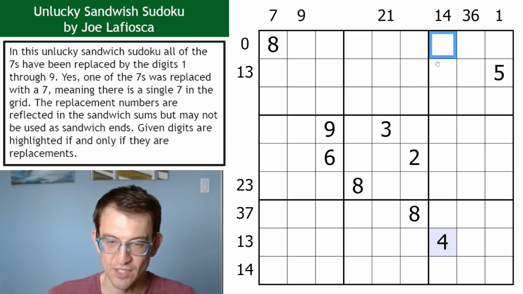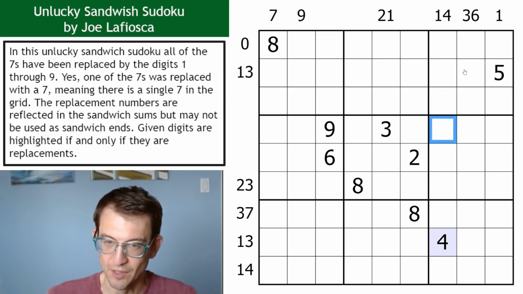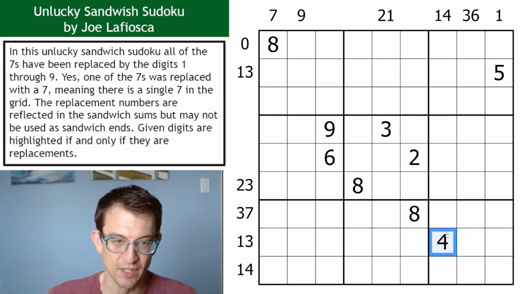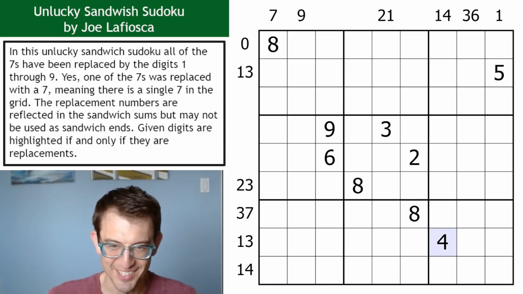Okay, so when the 7 is a 9 or a 1, they can't be the crust of the sandwich, but they will be in the middle, or they might be outside, but if they're in the middle, they will count as whatever the replacement value is. And then given digits are highlighted, so that's this cell, if and only if they are replacements. Okay, so this 4 is actually a 7, and these are not 7. Let's just try to solve that.